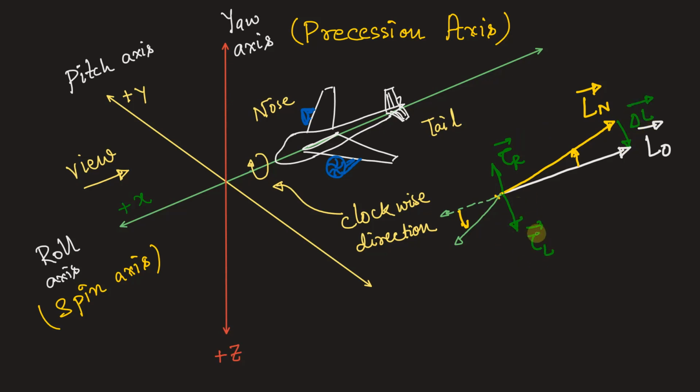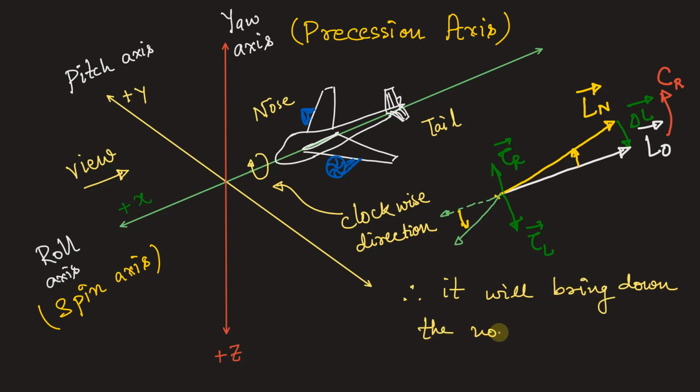Now this tau L vector is called the active gyroscopic couple. This will produce a reactive gyroscopic couple that will lift the tail of the aircraft. So let's say C R. This is a reactive gyroscopic couple which will lift the tail of the aircraft. That means it will bring down the nose of the aircraft. Therefore it will bring down the nose of the aircraft.